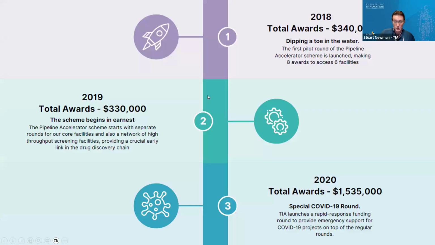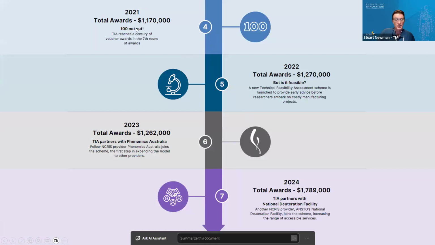Just very briefly before I pass on to John, it's always nice to reflect back on where the schemes come from. And we started in 2018 with a very small number of projects, 8 awards across a couple of facilities. Over the years, we've started to dedicate specific resource to the scheme. In 2020, we ended up totaling about $1.5 million worth of awards, including a special COVID round. And then later on, we reached a century of 100 awards in 2021.